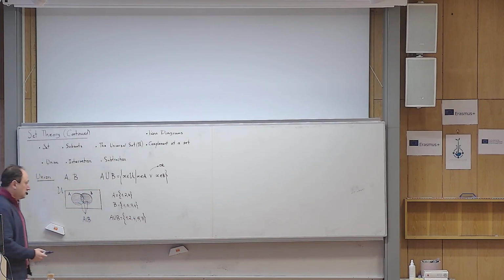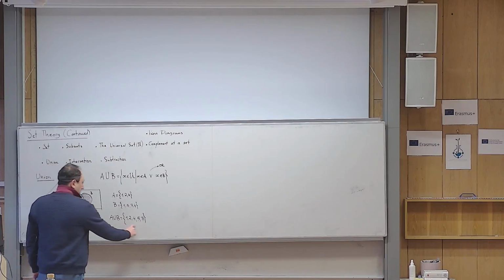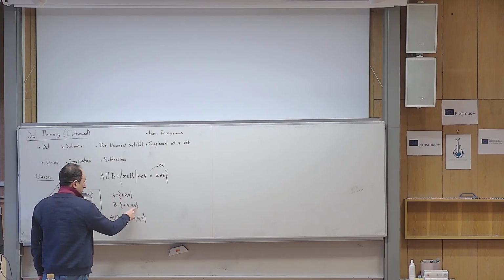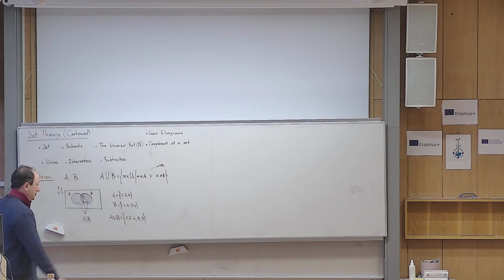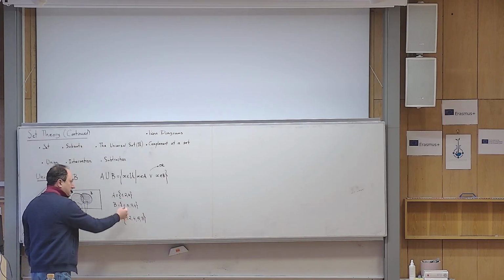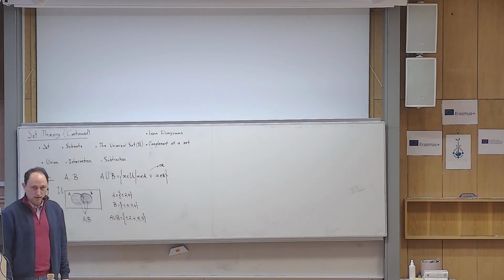So these are the elements. 1 is in both of them, 2 is in A but not in B, 4 is in both A and B, 5 is in B not A, 7 is in B not A. These elements are at least in one of them. So this is the union.